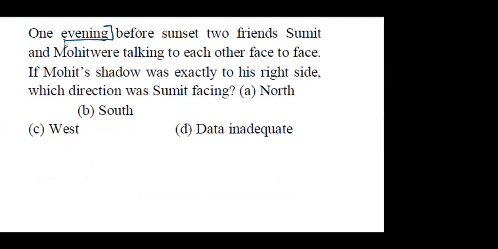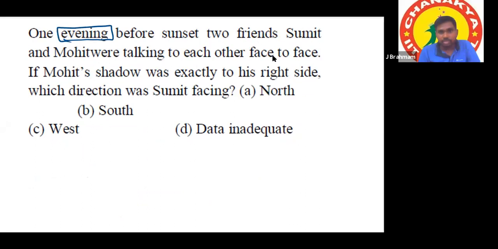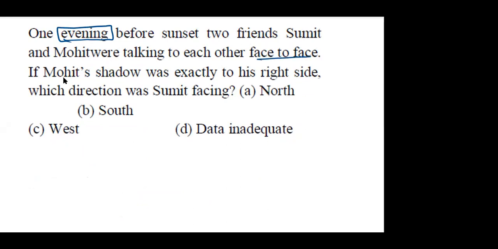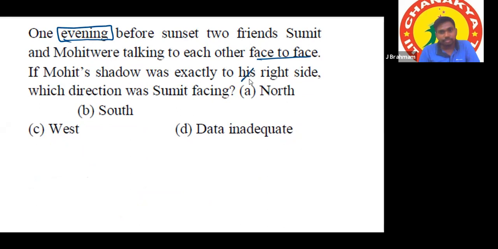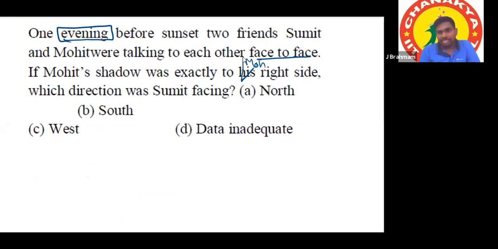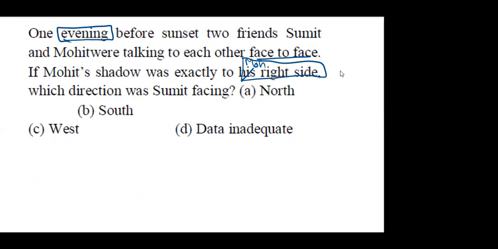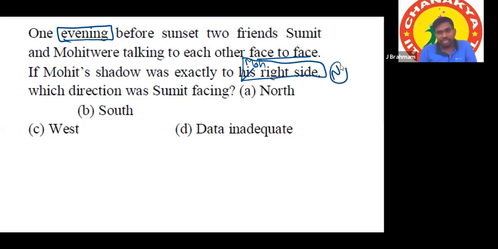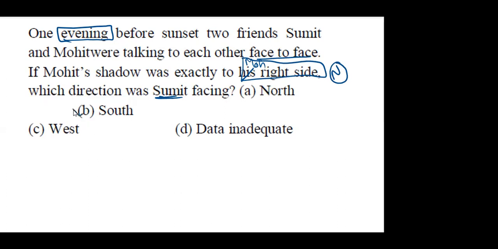Morning or evening? Evening, sir. And here two friends are talking to each other face to face only. Mohit's shadow falls to his right. So his means who? Mohit. So the same person, Mohit only. Mohit right side. This is required for us. Evening shadow right means Mohit is facing north. So here Mohit is facing north, but the question is Sumit. Then Sumit will be facing south.